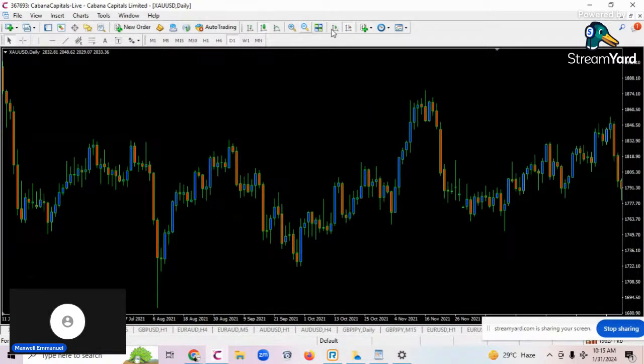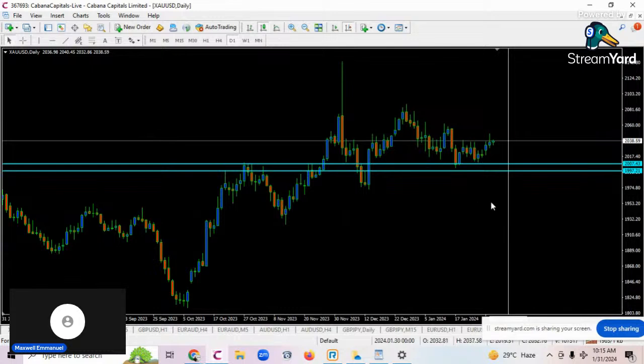What do we have on daily? So yesterday's candle closed as a shooting star, which indicates a change in trend from bullish to bearish. Okay, shooting star.